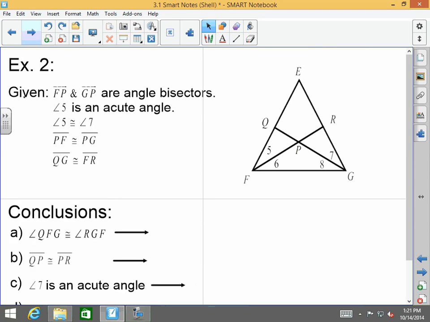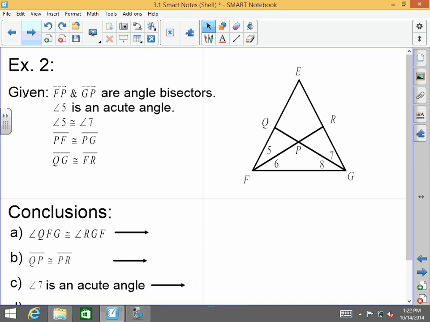FP and GP are angle bisectors. There's a double bisector. Angle 5 is an acute angle. Angle 5 is congruent to angle 7. PF is congruent to PG. And QG is congruent to FR. How can I conclude that QFG is congruent to RGF?